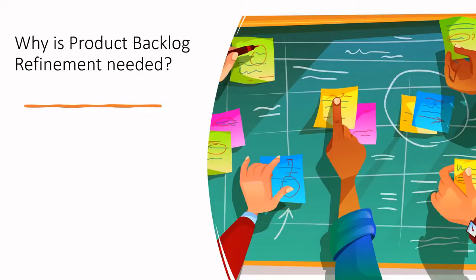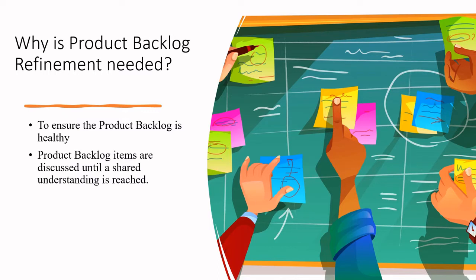Why is product backlog refinement needed? Before we get into the details, if you're clear about what it means and why it is needed, then the remaining things will be very easy. It is needed to ensure the product backlog is healthy. In a healthy product backlog, the items that will occupy the development team for the upcoming sprint should be refined so that any one item can reasonably be done within the sprint time box. That is why we want to ensure the product backlog is healthy.